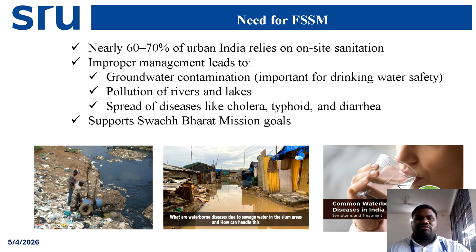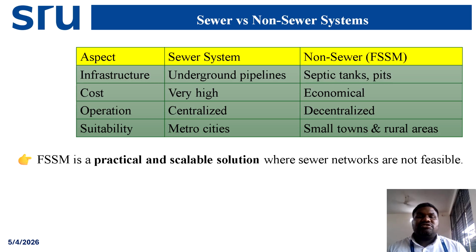So, to reduce this kind of contamination, the Government of India launched one goal, called the Swachh Bharat Mission goal. We always discuss sewer and non-sewer; why is an on-site sanitation system required in the absence of a sewer network?